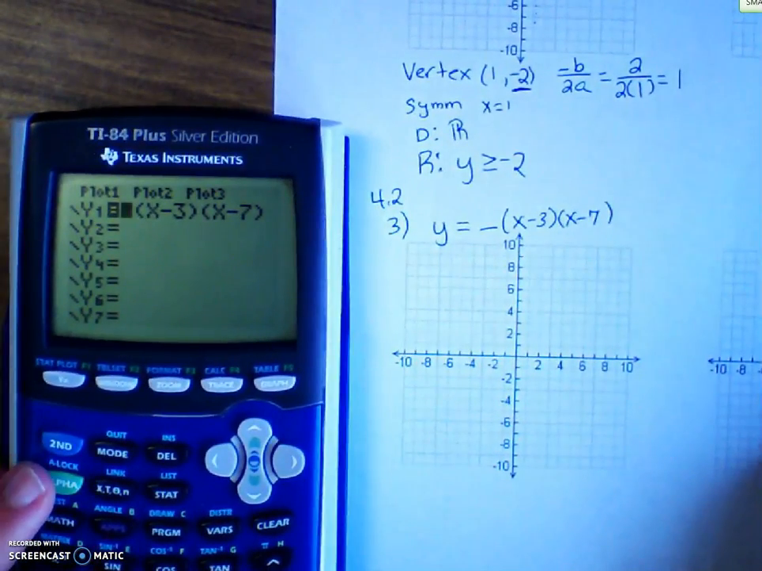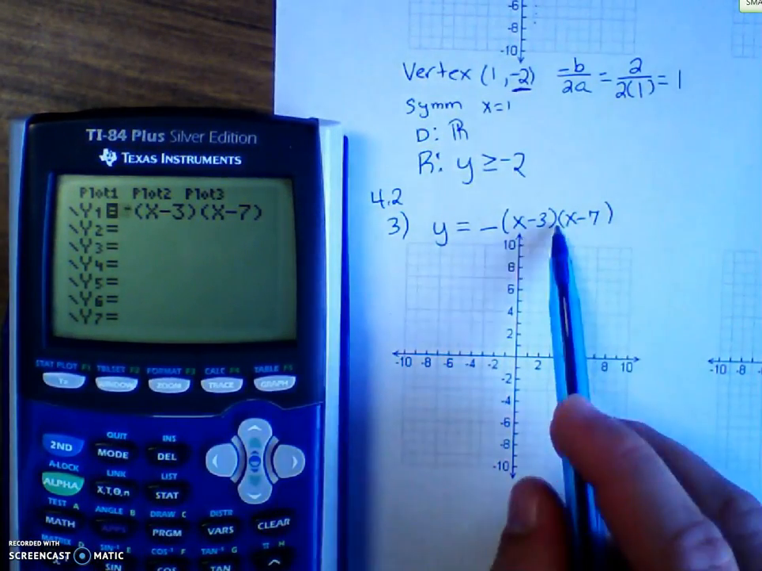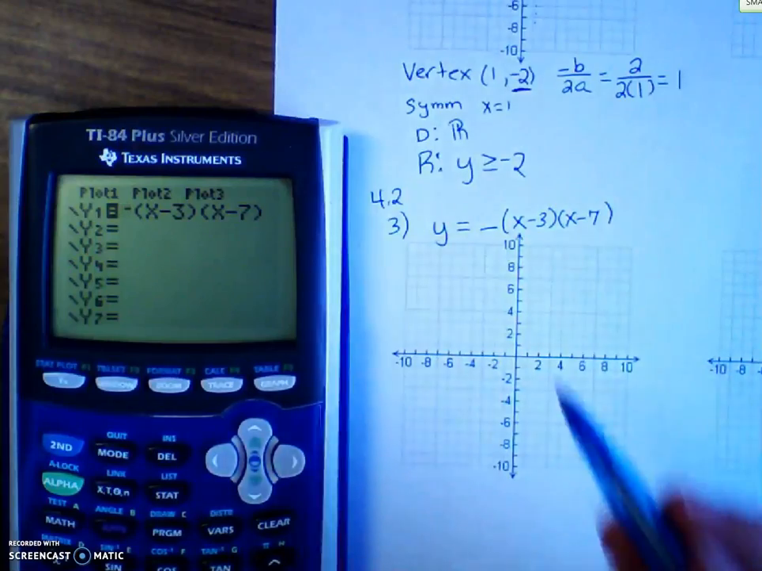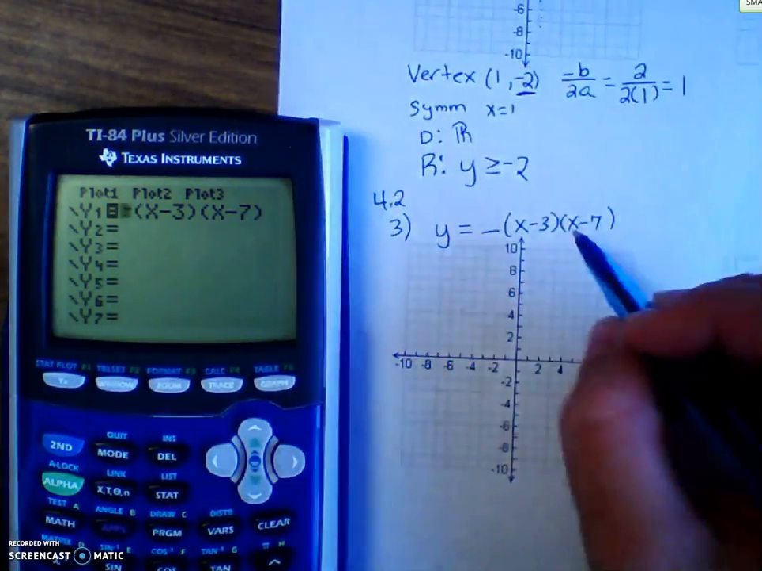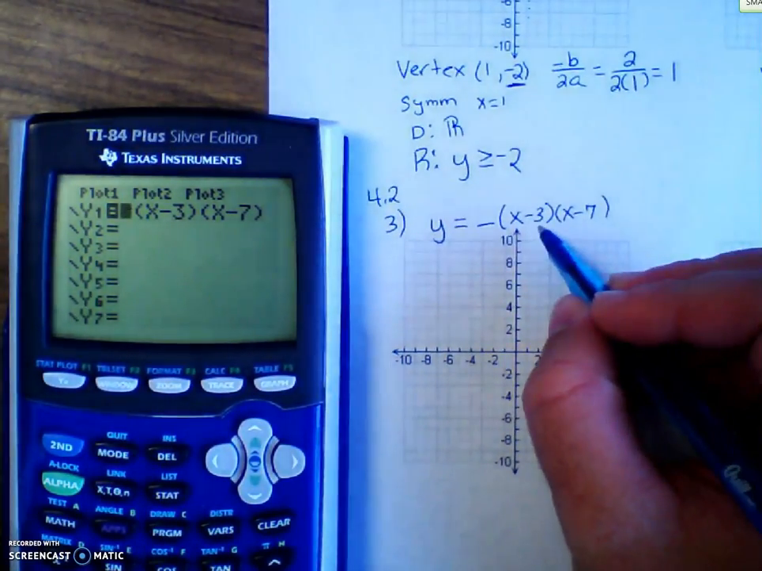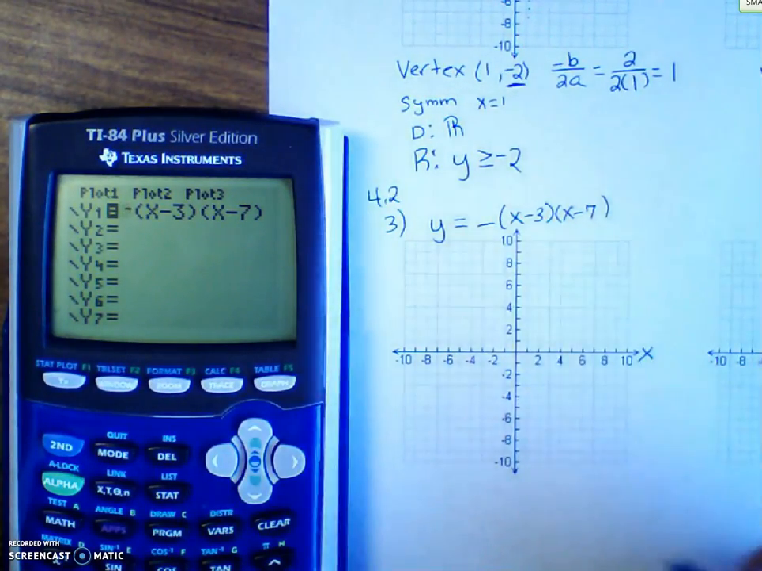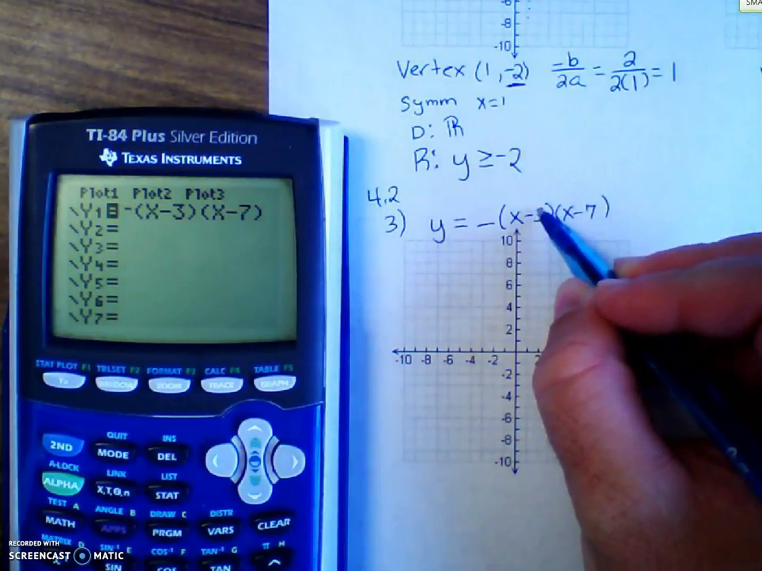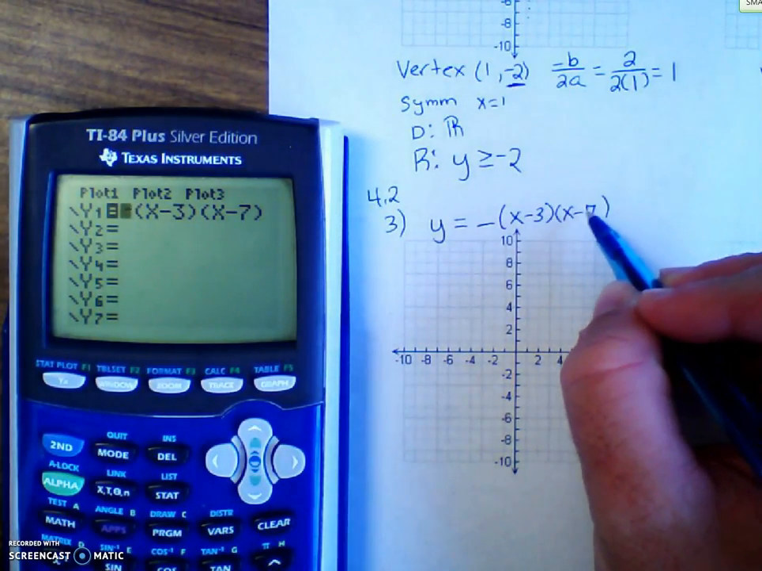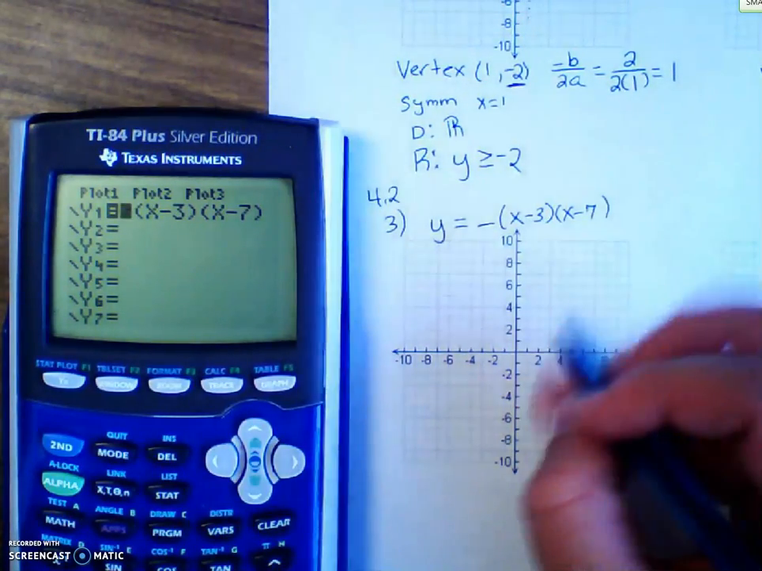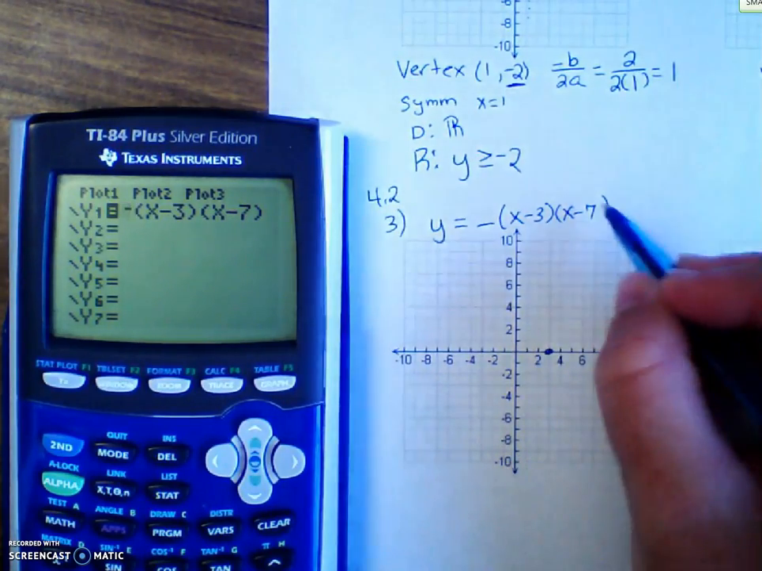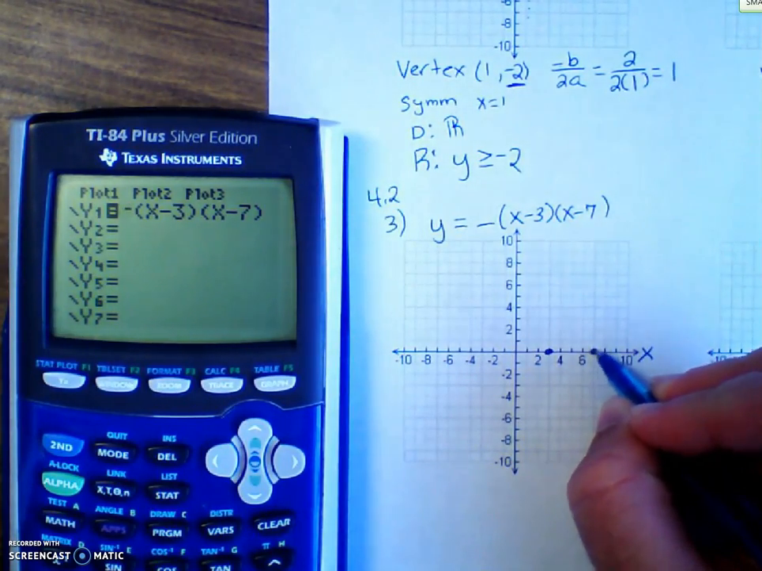All right, the next graph I'm going to do is in intercept form. It is also in section 4.2. This is the last type of quadratic. This one is in intercept form because it's got 2 sets of parentheses, and you're going to plot the x-intercepts first. And the x-intercepts are the opposite of the numbers in parentheses. So the opposite of negative 3 is a positive 3. The opposite of negative 7 is a positive 7.